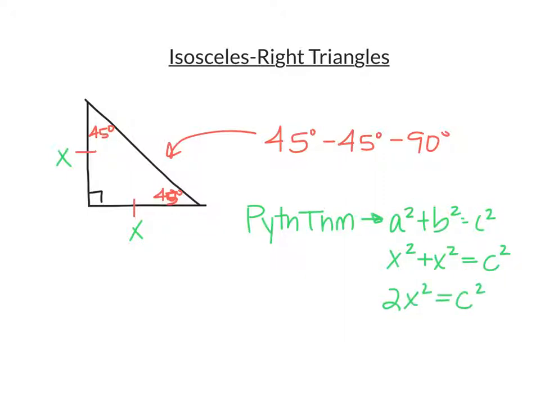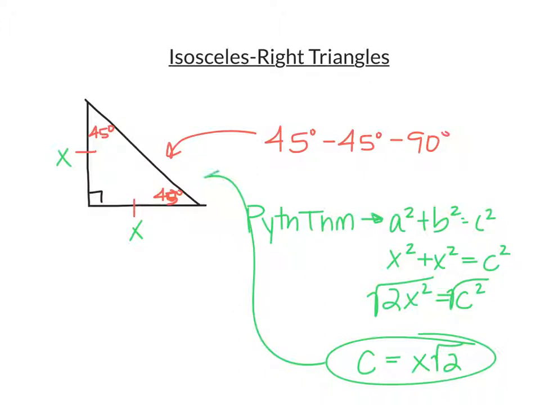And then to get c by itself, I can take the square root, which gives me that c is going to equal, the square root of x squared is just x, and the square root of 2 is square root of 2. So this c, which is the hypotenuse, is always going to follow the rule, no matter what the x's are, of x square root 2.